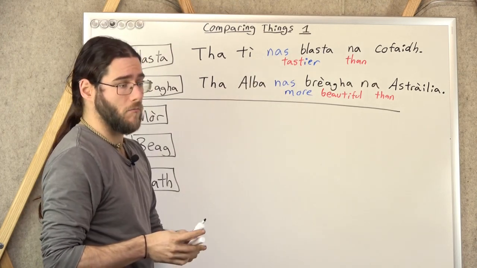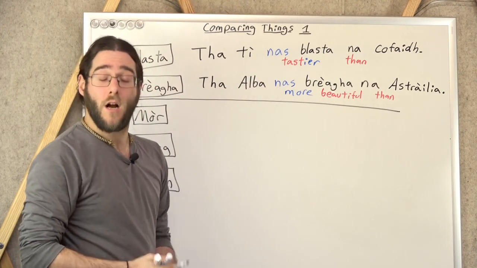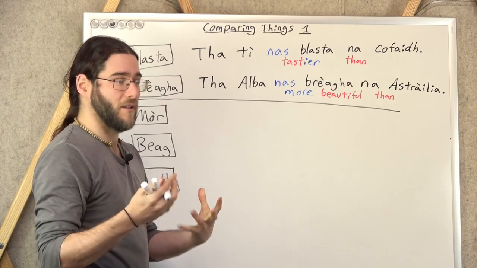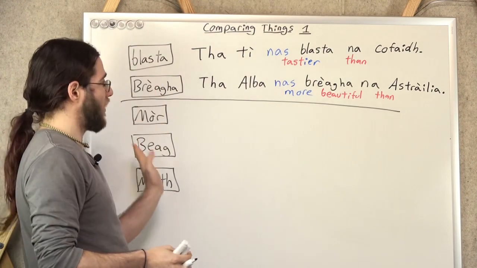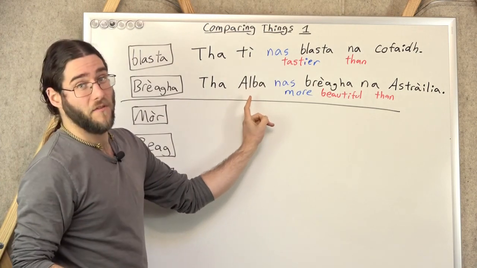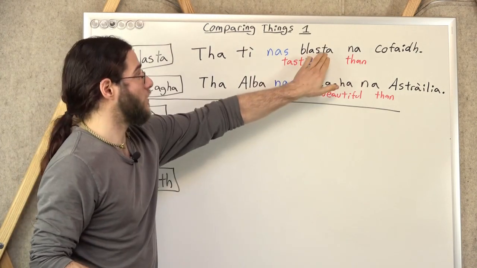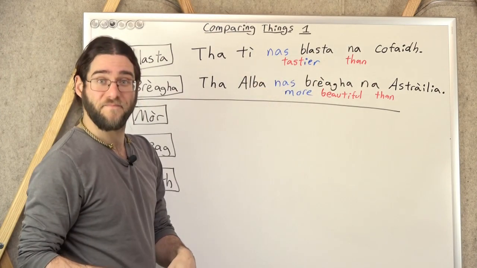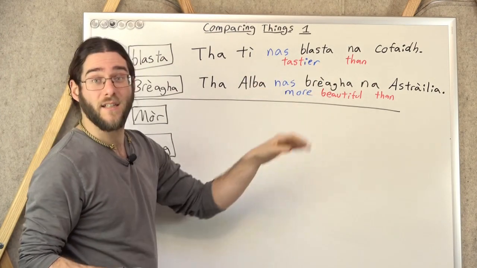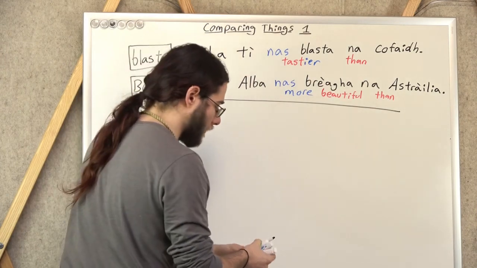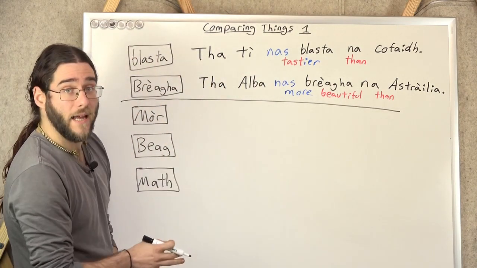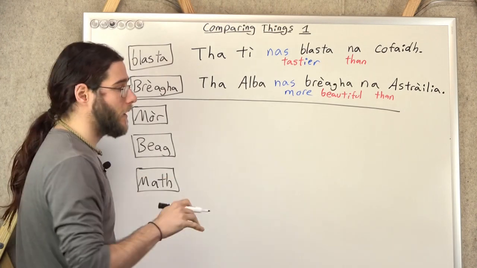So this is one pattern that's quite common. There are two different patterns, two different things that will happen to your describing words. In the first pattern, this word won't change. You just put nas in front of it. Nas blasta. Nas bria. All right, so let's take a look at mor, bik, and ma. This is the second pattern here.